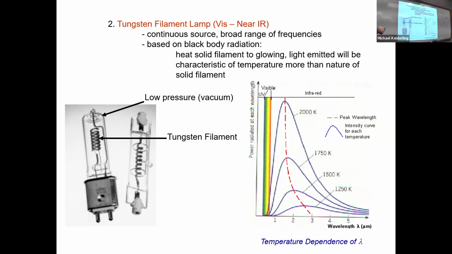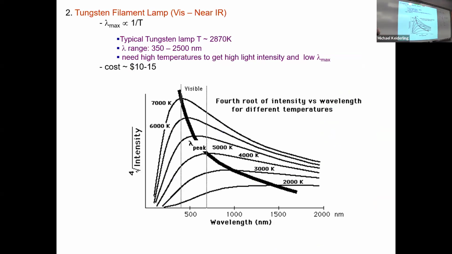We have a low pressure bulb with a tungsten filament. You get the tungsten filament nice and hot and emit light across the whole UV visible spectrum. It goes from the visible into the near IR. It's not so great in the UV usually. There's a little bit less in the UV, but this is the most common light source in UV visible instruments. They're relatively inexpensive. They're straightforward and well understood.